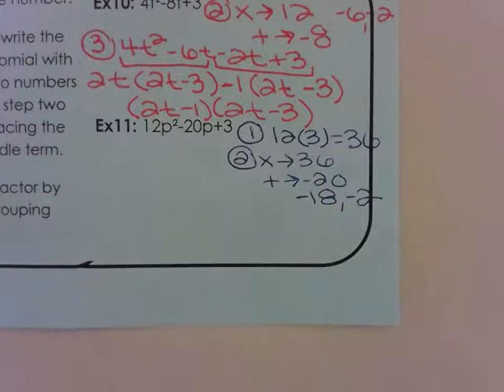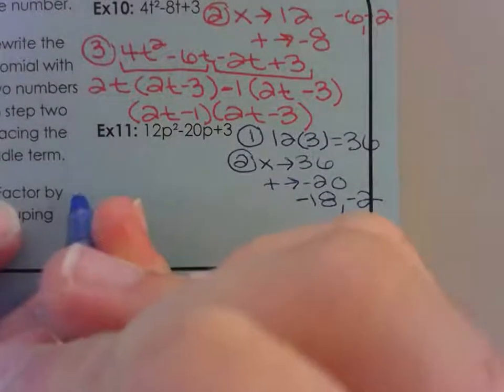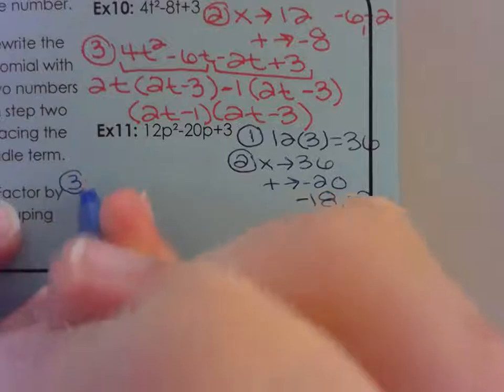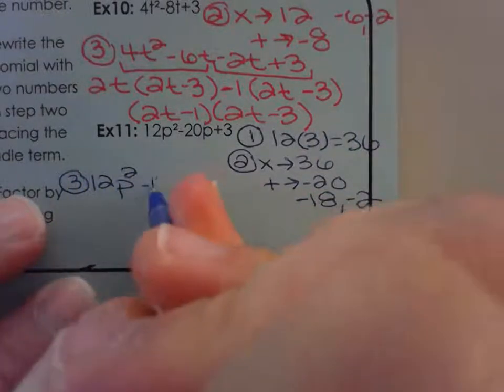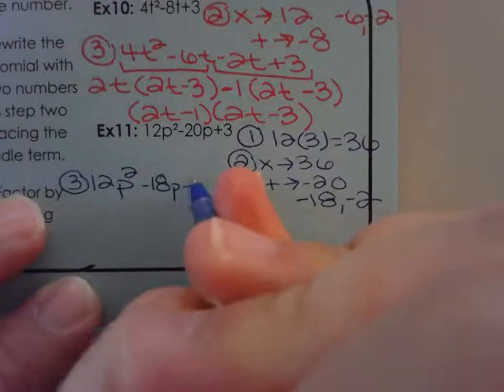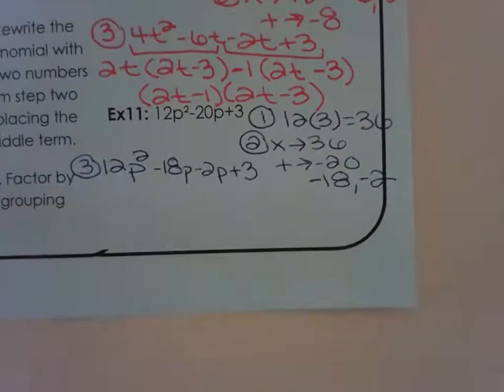What do I do with negative 18 and negative 2? You replace them for negative 20p, replacing the middle term. So 12p squared minus 18p minus 2p plus 3. Again, the order you put them in doesn't matter. If you put negative 2p first and then negative 18p, your answer will be the same.